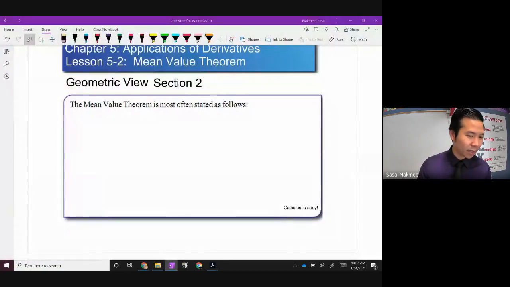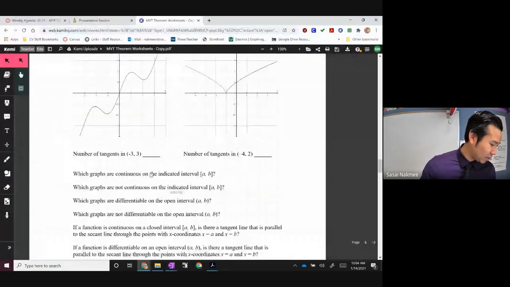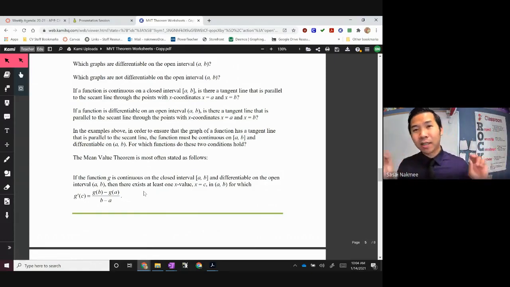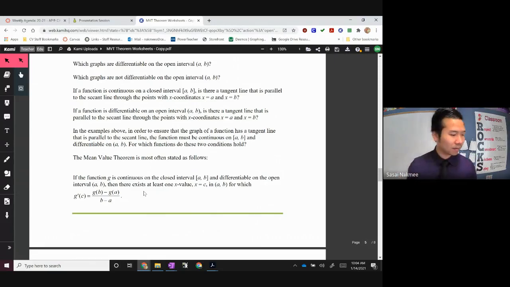Actually, I'm going to be lazy here. I could just be lazy here. It's already in your notes, right? Down here. The mean value theorem is stated as follows. If the function g is continuous on a closed interval, a to b, and differentiable on the open interval from a to b, then there exists at least one x value, x equaling, we call it c. C is between a and b in this case, for which the derivative evaluated at that point c is going to equal the slope of the endpoints, right? g prime of c is equal to g of b minus g of a over b minus a.